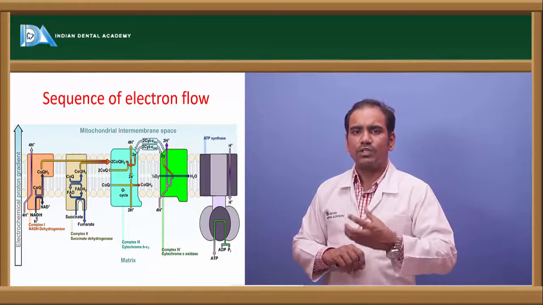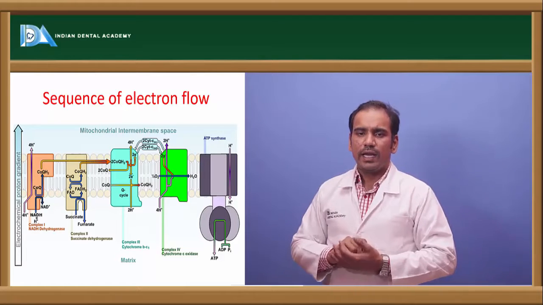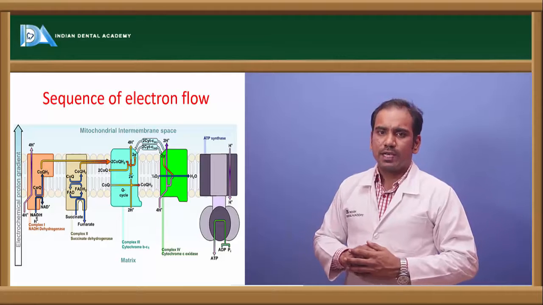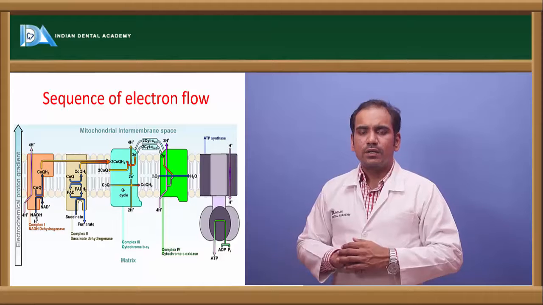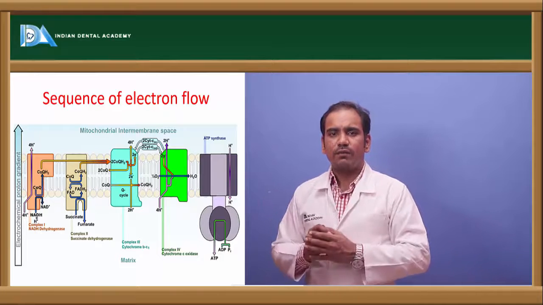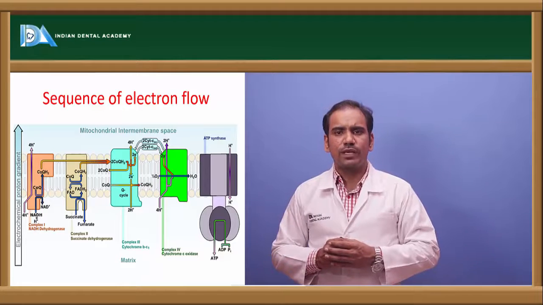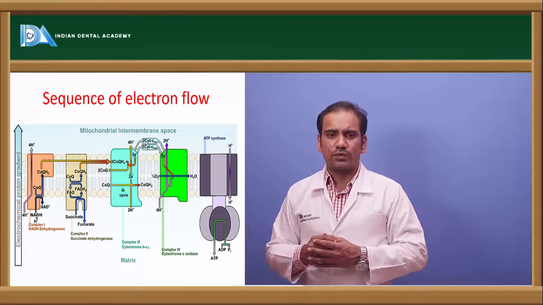So creation of the phosphoanhydride bond is because of the conformational changes in the ATP synthase that is brought by the entry of H plus ions or protons into the matrix from the intermembrane space. So that is in the synthesis of ATP. So actually this is a coupled process. That's why the ATP synthesis in mitochondria is called oxidative phosphorylation.